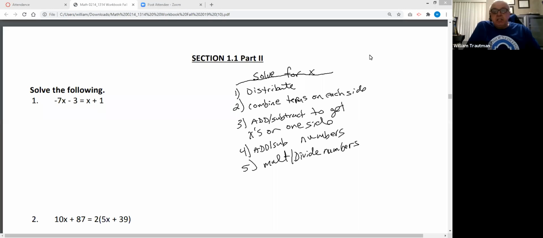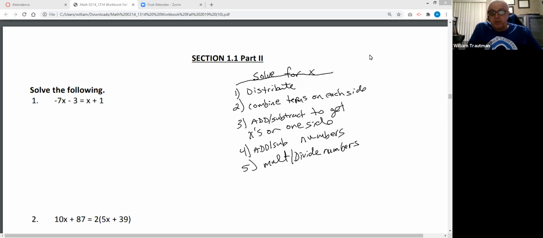Hi, everybody. This is our first section in the Math 1314 course. All the prerequisites are done. Like I said, we're going to start with solving for x.